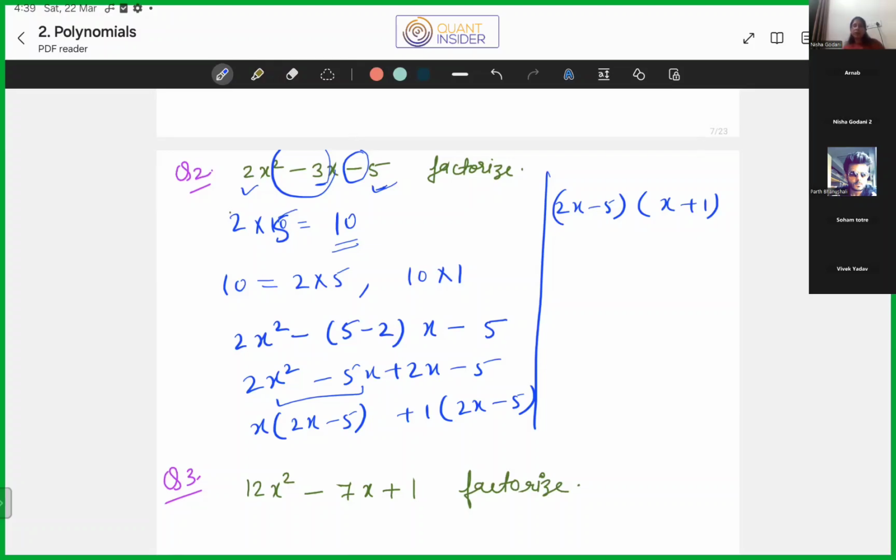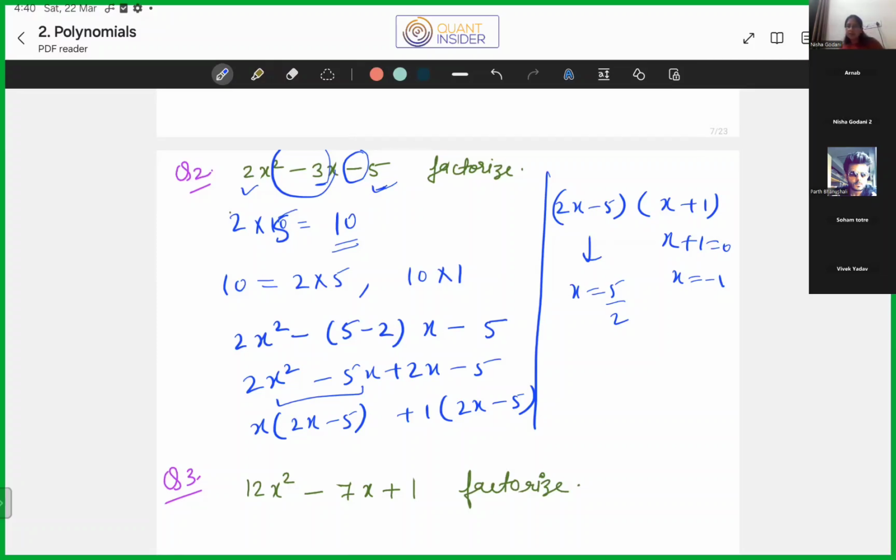Put the roots in the equation. Yes. Good. First thing is put the roots, which means equate x plus 1 equal to 0. So x is minus 1. If you put x equal to minus 1 in this equation, this will give 0. And from the other factor also, x equal to 5 by 2. If you put it in the given polynomial, it will give 0. So these will be zeros. Okay.